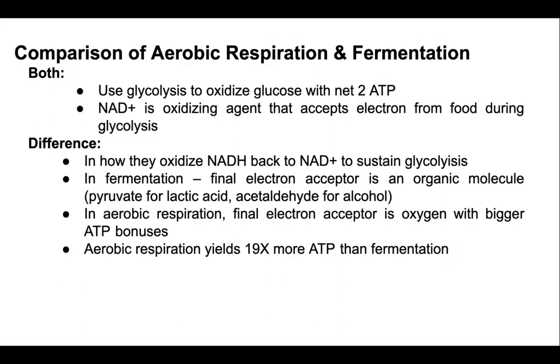So in fermentation, its final electron acceptor is an organic molecule. In what we look at here, lactic acid. In aerobic respiration, your final electron acceptor is oxygen. That's where you drop those electrons off at the end. It's going to have much bigger ATP bonuses that go with aerobic respiration. Aerobic respiration is going to give you 19 times more ATP than fermentation. Fermentation, you get 2. Respiration, you get 38.